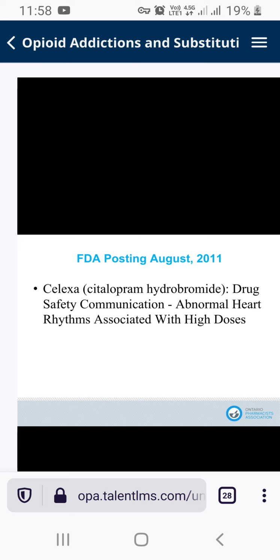Here's something from the FDA in 2011. Most of you probably remember this and use this as part of your practice, but citalopram was found to have some abnormal heart rhythms associated with it. And this, for the most part, we're now seeing is a class effect in several similar medications.